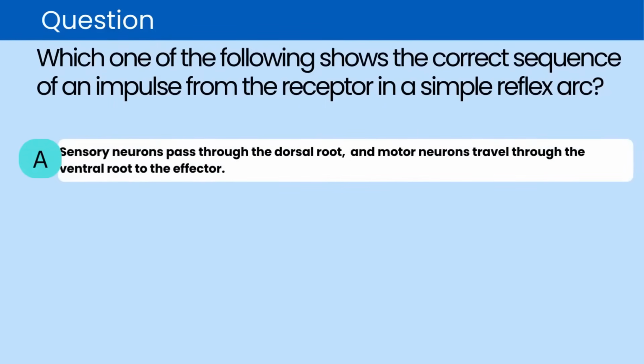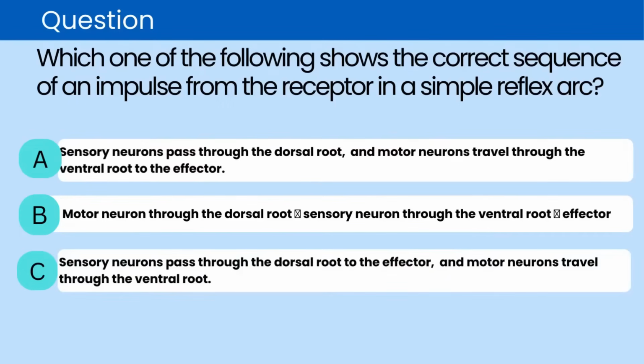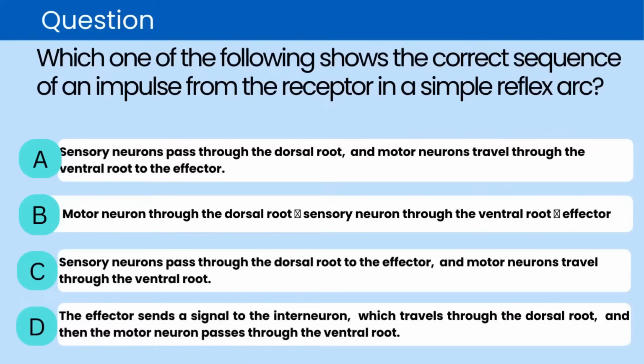A. Sensory neurons pass through the dorsal root, and motor neurons travel through the ventral root to the effector. B. Motor neurons pass through the dorsal root, and sensory neurons travel through the ventral root to the effector. C. Sensory neurons pass through the dorsal root to the effector, and motor neurons travel through the ventral root. D. The effector sends a signal to the interneuron, which travels through the dorsal root, and then the motor neuron passes through the ventral root.